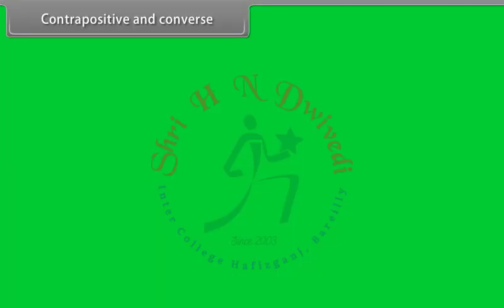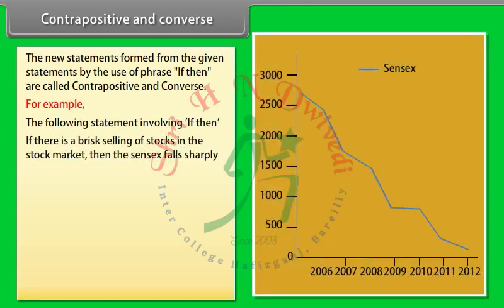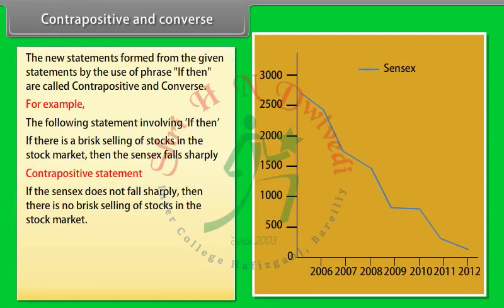Contrapositive and converse. The new statements formed from the given statements by the use of the phrase if-then are called contrapositive and converse. For example, the following statement involving if-then: If there is a brisk selling of stocks in the stock market, then the Sensex falls sharply. The contrapositive of the statement is: if the Sensex does not fall sharply, then there is no brisk selling of stocks in the stock market. Both the statements convey the same meaning.